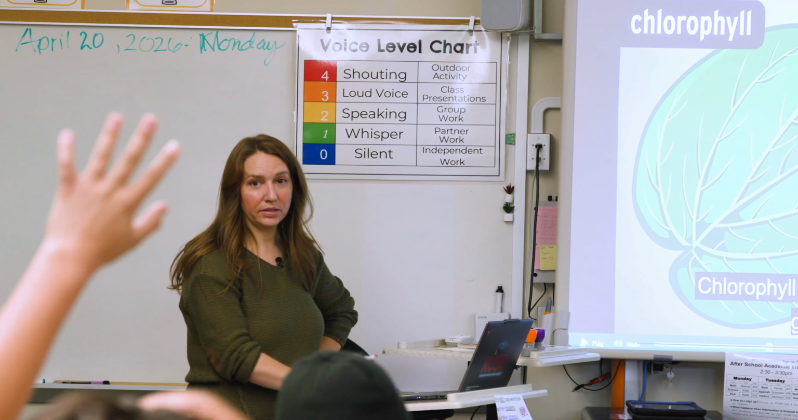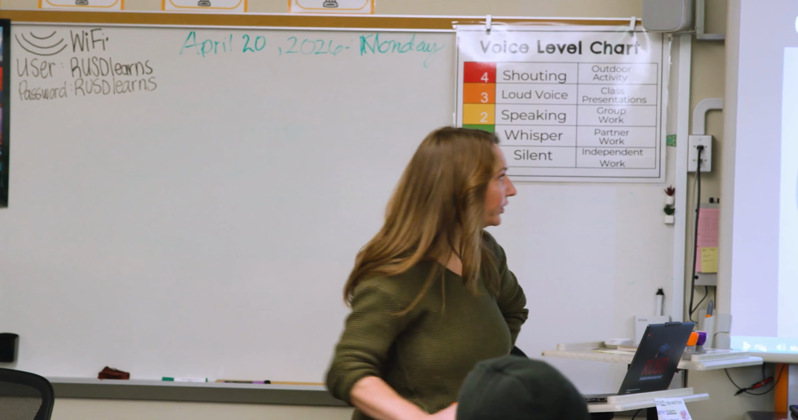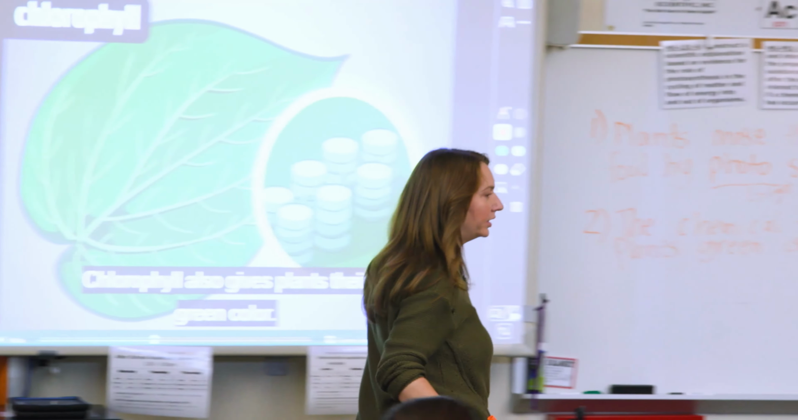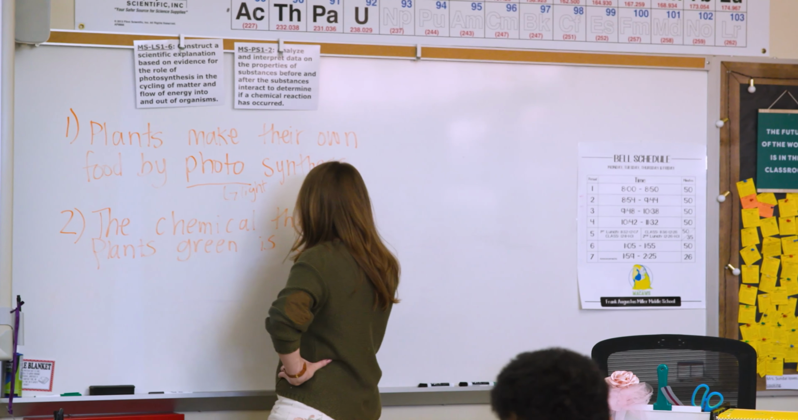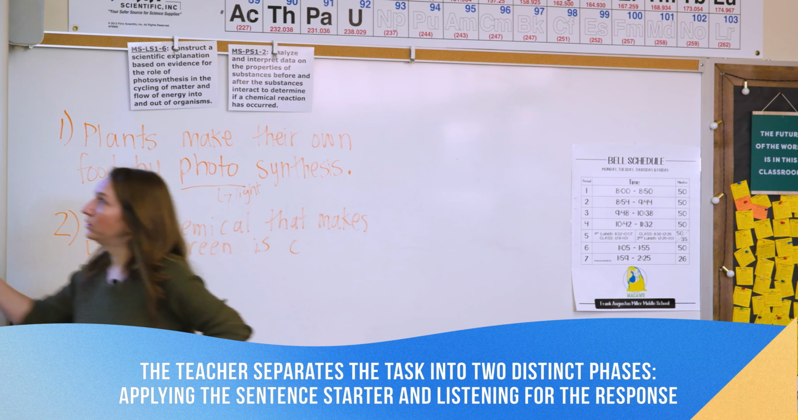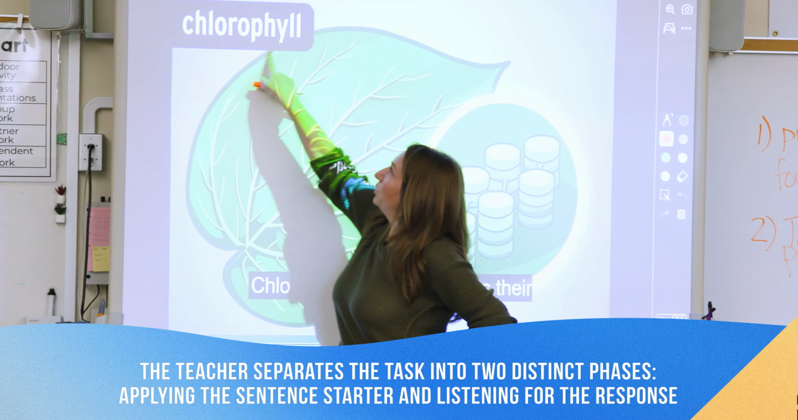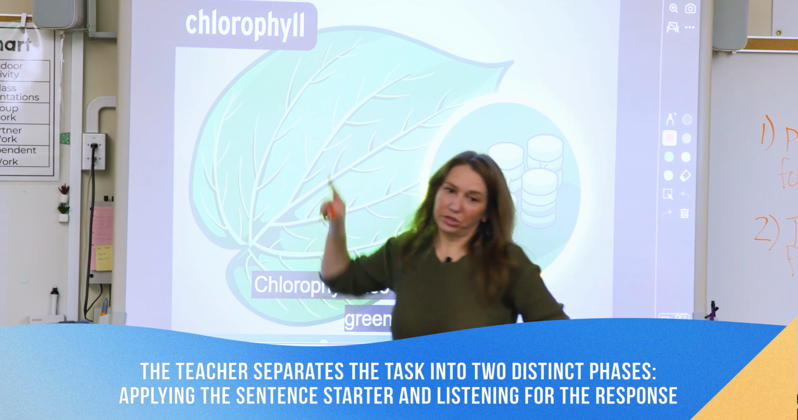I see some hands. Matthew. Chlorophyll. The chemical that makes plants green is chlorophyll. Hey, it's spelled up here for you. I'm going to write it on the board too, but I want you to make sure that you spell that correctly.